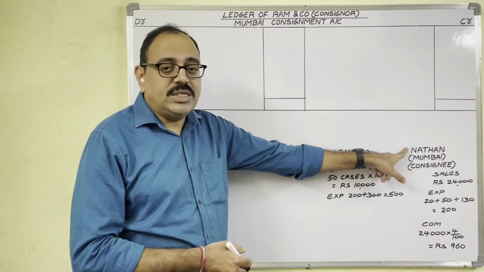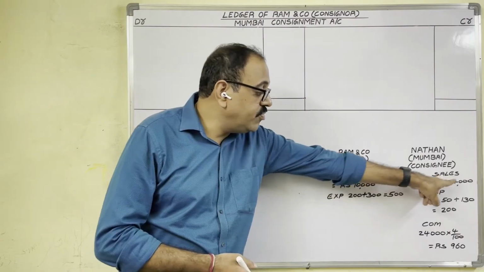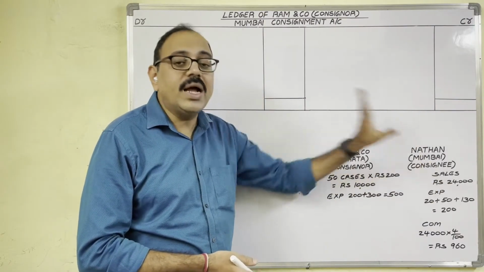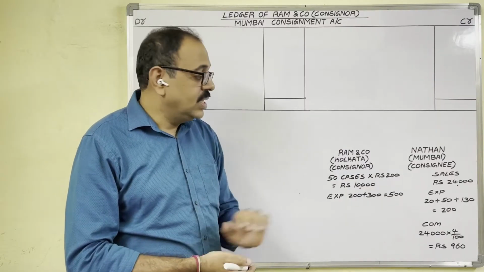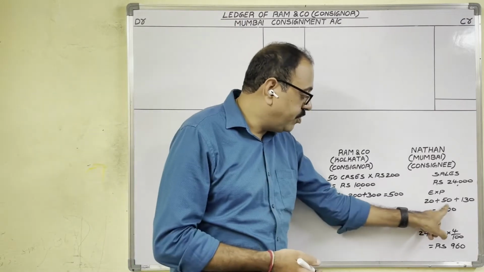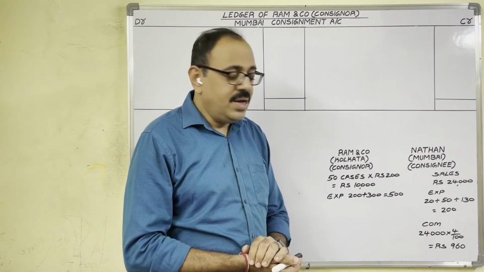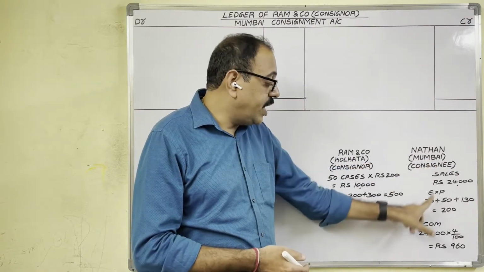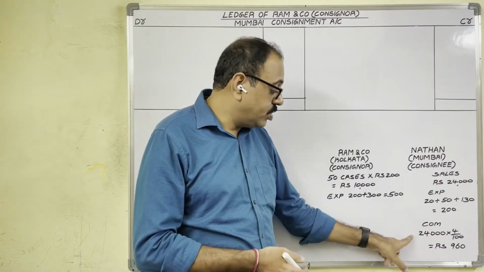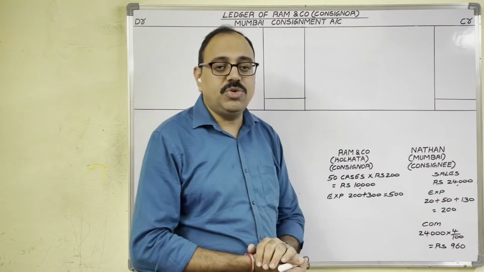After receiving the consignment, the consignee sold all these goods for 24,000 rupees. So all 50 cases were sold by the consignee. To sell these goods, the consignee also incurred some expenses: 20 plus 50 plus 130, total 200 rupees. And the consignee is entitled to a commission of 4% on sales. Sales amount 24,000 into 4%, commission is 960 rupees.